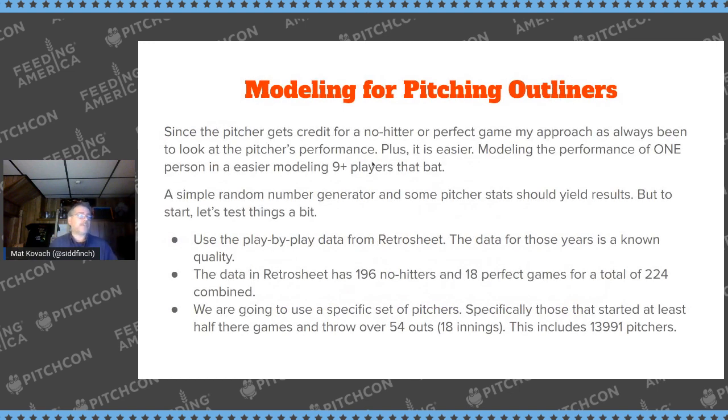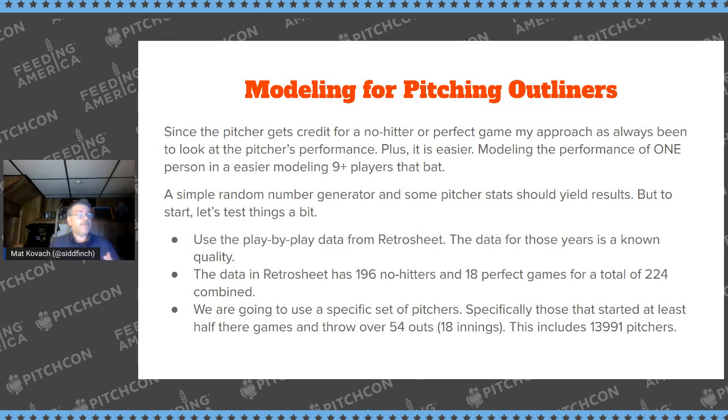So now we want to model this. There's Monte Carlo models, there's all kinds of modeling things. I want to do it pretty simple. To test my theory, the first thing I did is I took the play-by-play data where I know everything, everything's a constant. And inside there are 196 no-hitters and 18 perfect games for a total of 224 no-hitters.